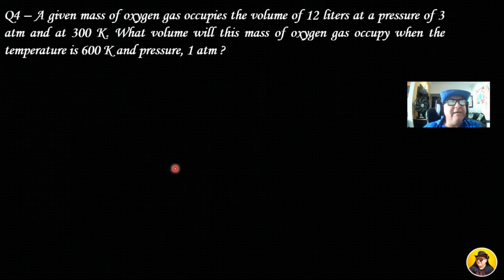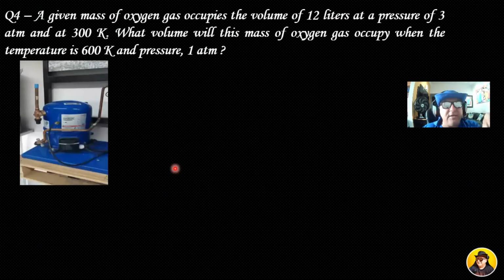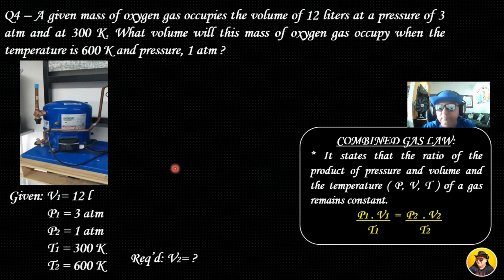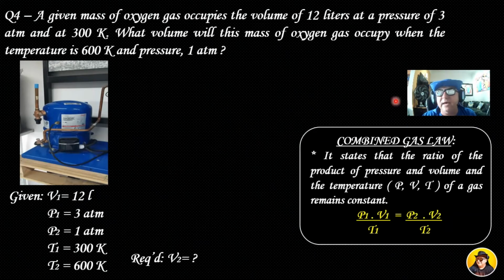A given mass of oxygen gas occupies the volume of 12 liters at a pressure of 3 atmosphere and at 300 Kelvin. What volume will this mass of oxygen gas occupy when the temperature is 600 Kelvin and pressure 1 atmosphere? Another illustrative picture. Given V1, P1, P2, T1, and T2. Now, what is required? V2.